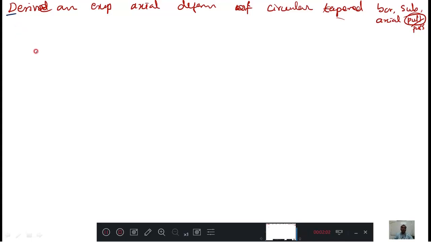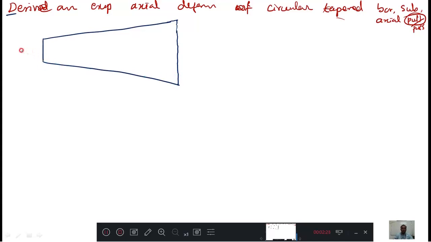Okay, now that figure we have to draw. See here, the figure is something like this. Tapered means that the cross-sectional area is not constant. It is continuously changing from one point to another. But this change is constant. Now let us consider this is the axis of the bar, and this bar is pulled by the force P.